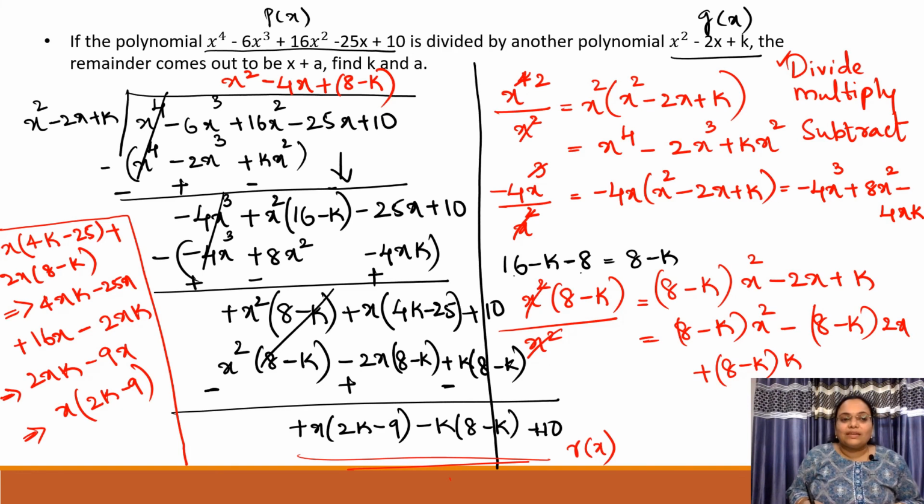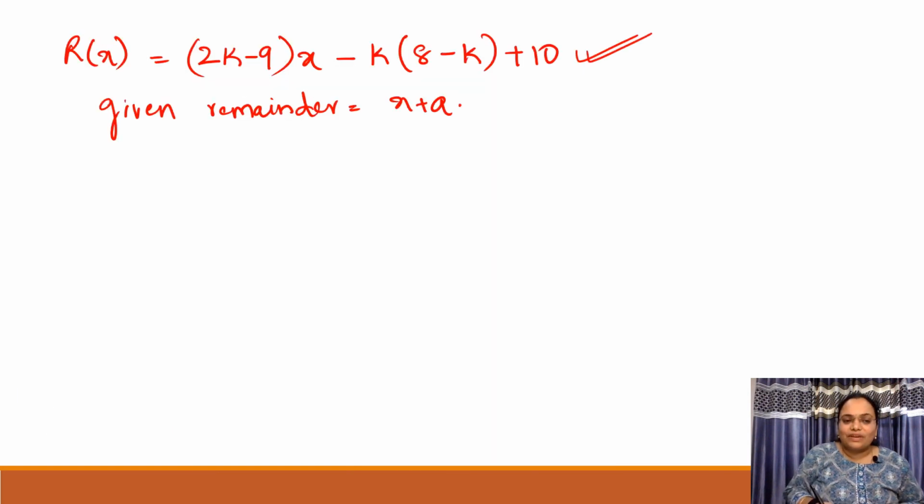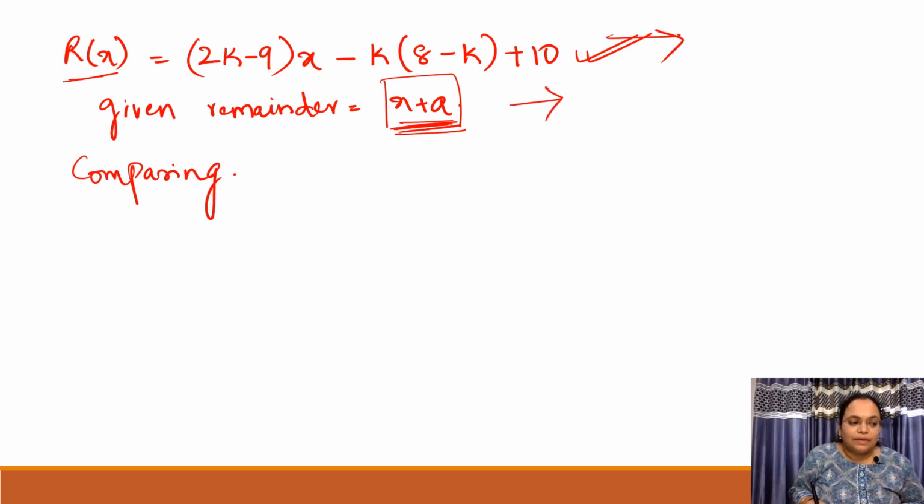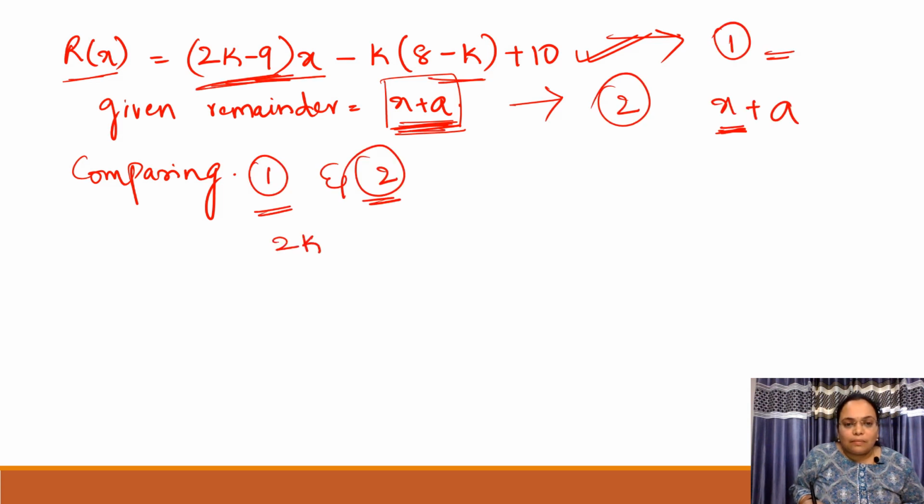Correct? In the question, they have given the remainder comes out to be x plus a. But we have got this one. The r of x is this one. Now let us equate both and find the values of k and a. This is the r of x which we have got. This is the given remainder x plus a. Now let us compare these two. Comparing, what will that be? 2k minus 9 is equal to 1. So from here find the value of k.